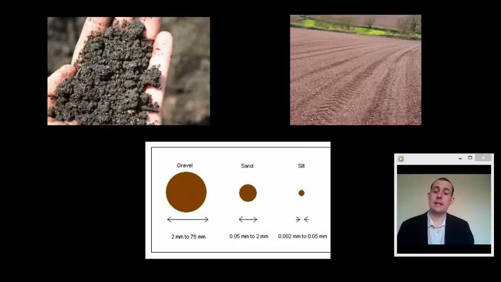Silty soil is like an intermediate. It's slightly smaller than the sandy soil. It does contain more nutrients because it doesn't drain as easily, but it still does drain quite quickly.